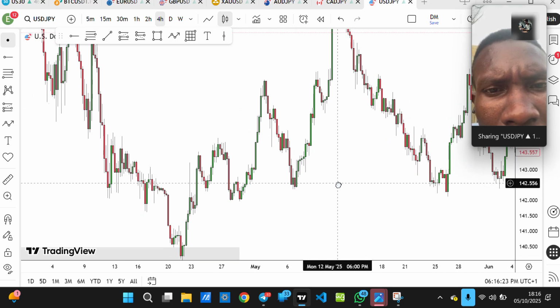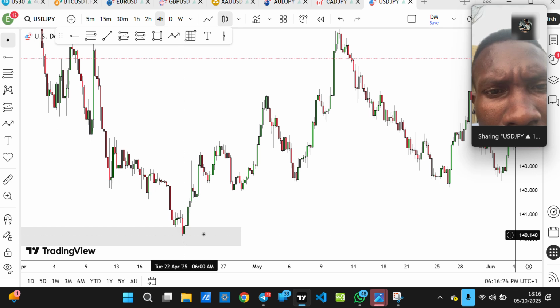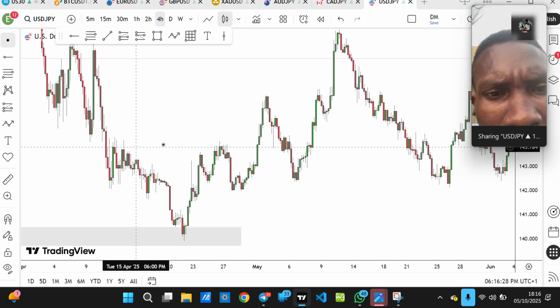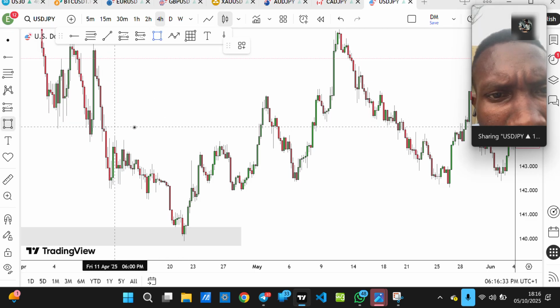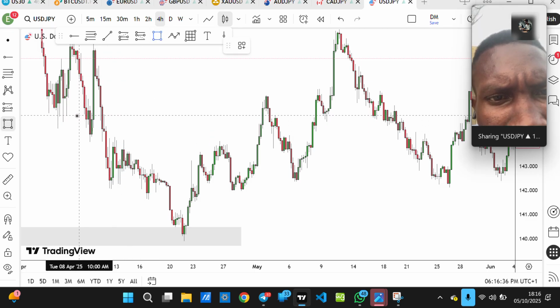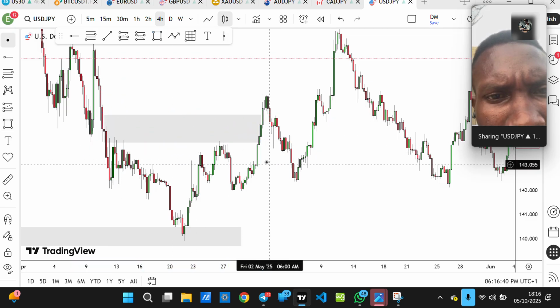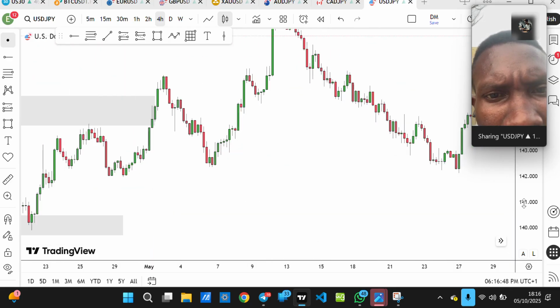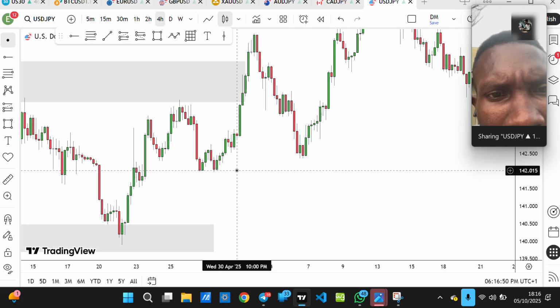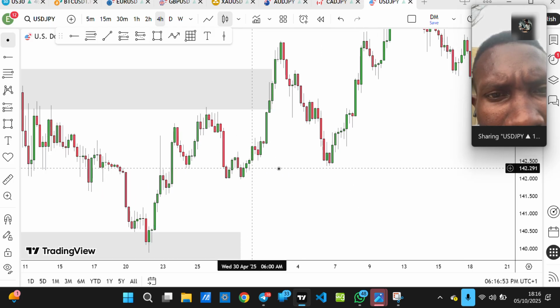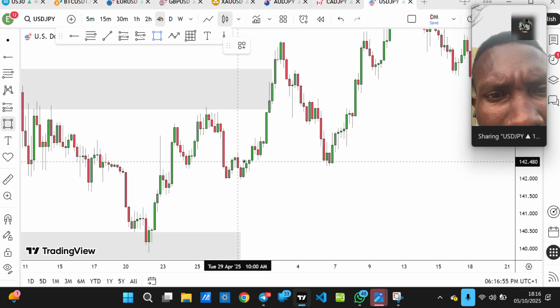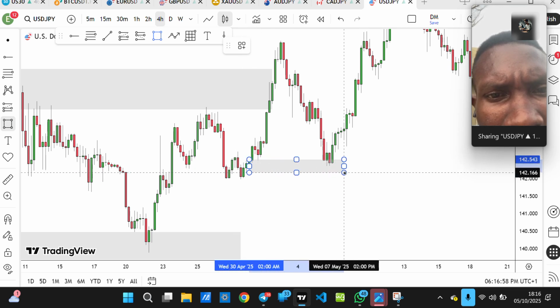We had price tap into this demand, went up here, and reacted from a supply here. See that? It reacted from a supply here. So after reacting from the supply, it broke through the supply and went up. And now that we know that price has been able to break through that supply, we know that the low responsible for breaking that supply now becomes an area of heavy demand, which is here.